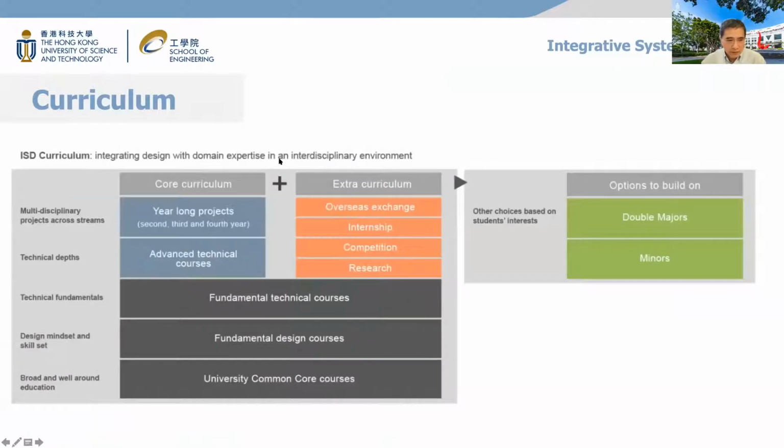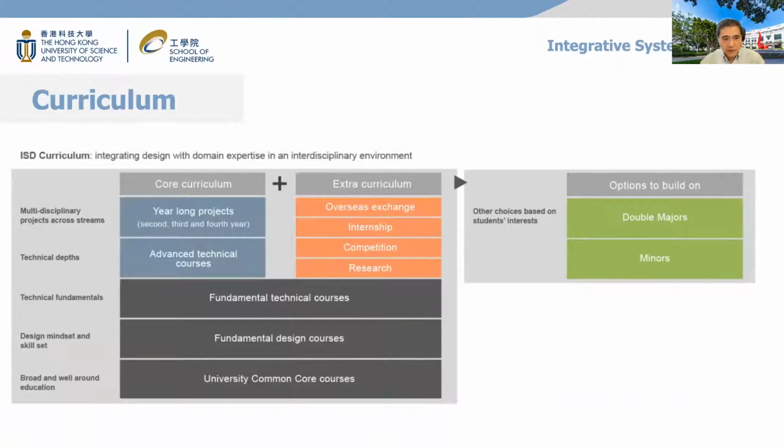So overall, let me give you some idea of what kind of courses you will cover. In the first year, we will take some University Common Core courses and also fundamental design courses. In the first year, we will nurture the student on setting up the design mindset, understanding what the design process is, what design is, and also some fundamental technical courses to acquire the basic knowledge, so that when you go to the second, third, and fourth year, you can start working on different types of projects.